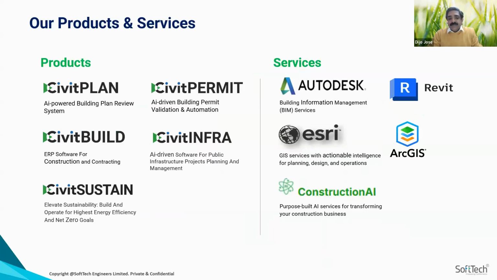As I mentioned, we have different product lines. It starts with Plan and Permit, more focused on building plan approval solutions, mostly used by governmental and semi-governmental entities. We have CivitBUILD and Infra, more focused on ERP, enterprise resource planning. Today's focus would be on the CivitBUILD application. And we have a product line called CivitSustain, which addresses the sustainability requirements demanded from the AEC industry in the current technology era.